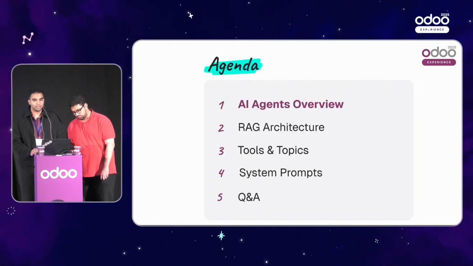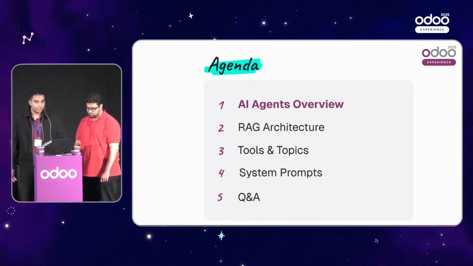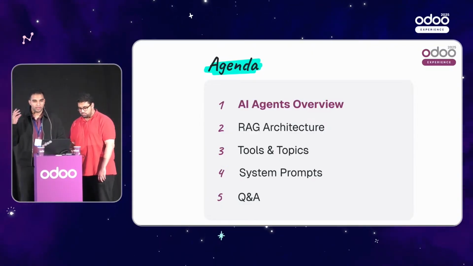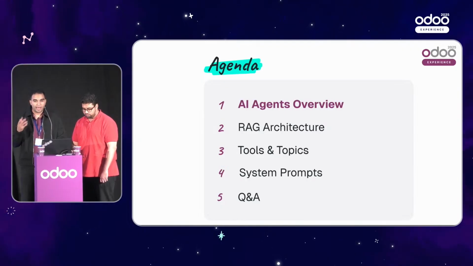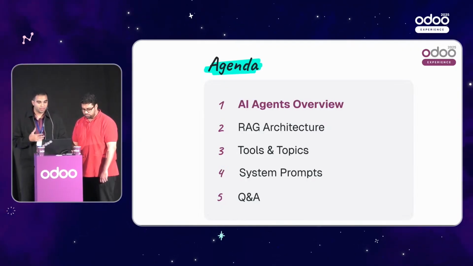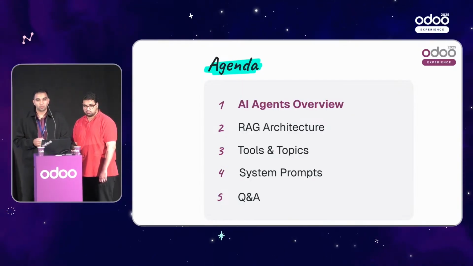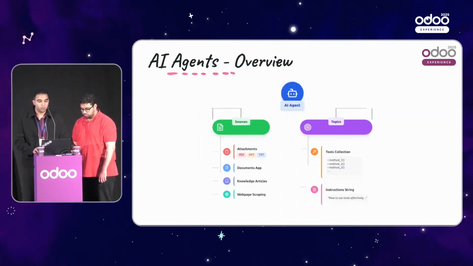So our agenda for today is basically we will have an overview about AI agents with its main components, how each component works, and some guidelines of how to make the best use out of these components using some tips and tricks for prompt engineering. So we start with the AI agents overview.